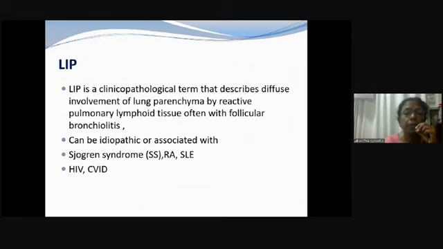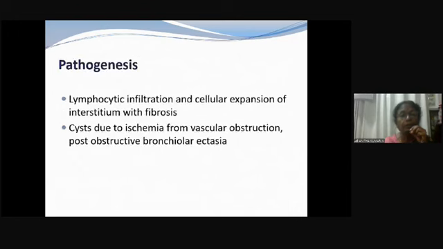So next is LIP. This is a clinicopathological term that describes diffuse involvement of the lung parenchyma by reactive pulmonary lymphoid tissue, often with follicular bronchiolitis. So this can be idiopathic or associated with connective tissue diseases like Sjogren's, rheumatoid arthritis or SLE, or associated with immune suppression.